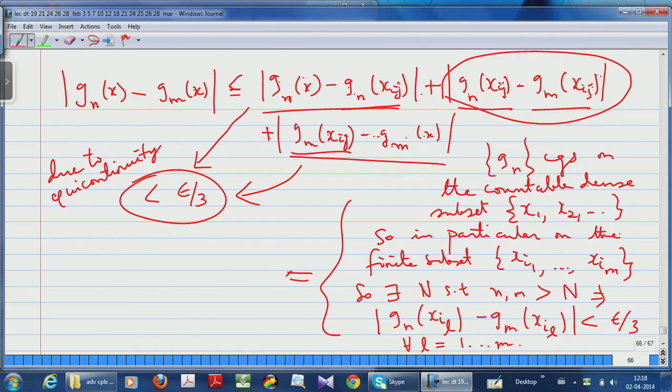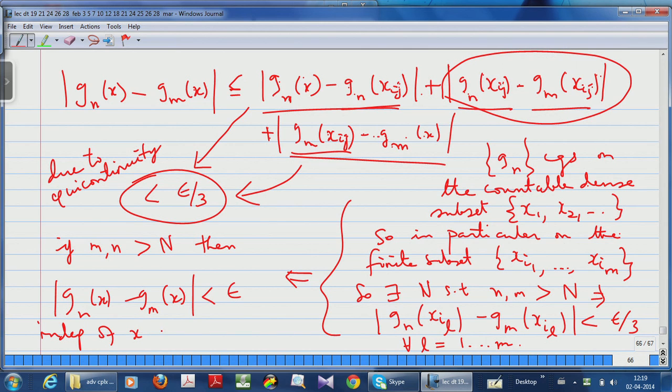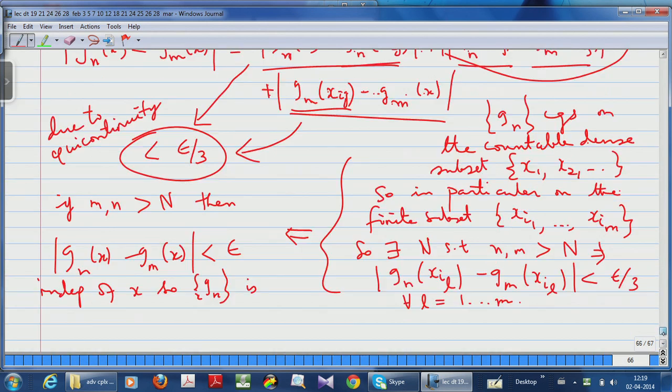What this will tell you is that if m and n are greater than N, then the left hand side, which is |g_n(x) minus g_m(x)|, is less than epsilon. And mind you, this is independent of x. This has got nothing to do with x; x didn't matter. So this sequence g_n is uniformly Cauchy on X, and that's the proof of the theorem. That ends the proof of the theorem.